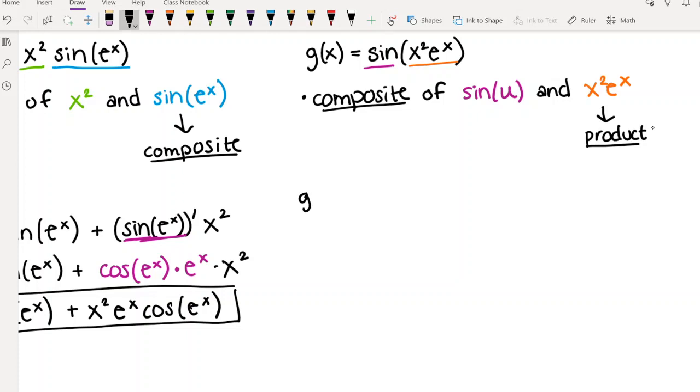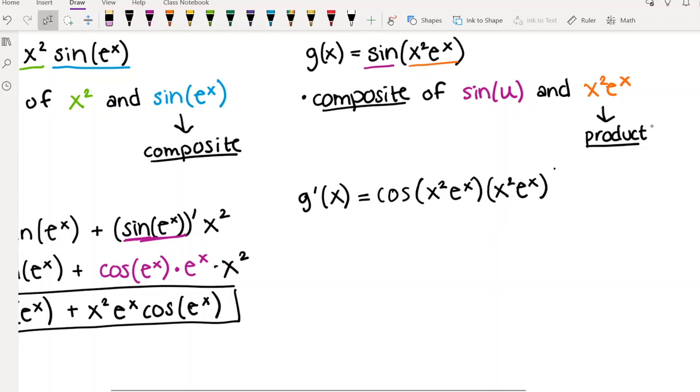So how does the chain rule work? Well, we want to first take the derivative of the outside part of the function, right? So what's the derivative of sine of something? It's cosine of that same thing. So we're going to leave the original input inside. But then we want to multiply by the derivative of that inside part. So I'm just going to write that down as x squared times e to the x prime.